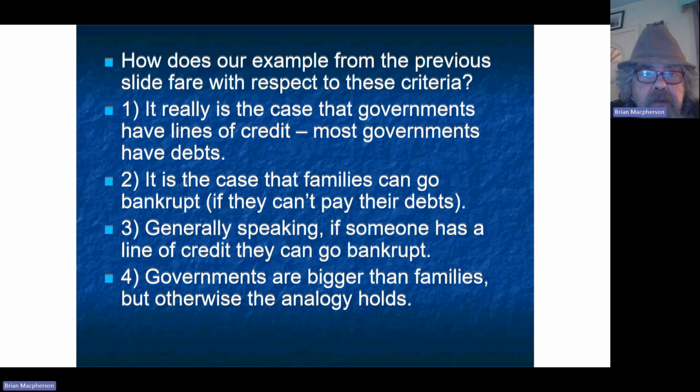Governments are bigger than families, as we just said, but otherwise the analogies hold. So, in other words, there's maybe one major difference. The government budgets are much larger than family budgets, but I'm not sure that that's enough to weaken the analogy. So I would say that overall, that was a pretty good analogy.